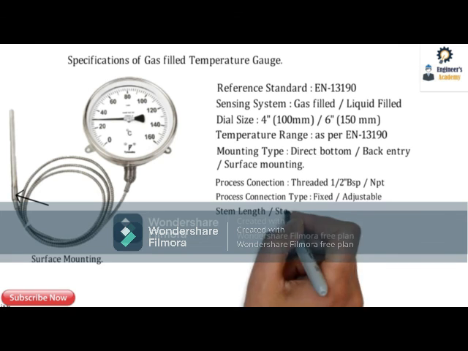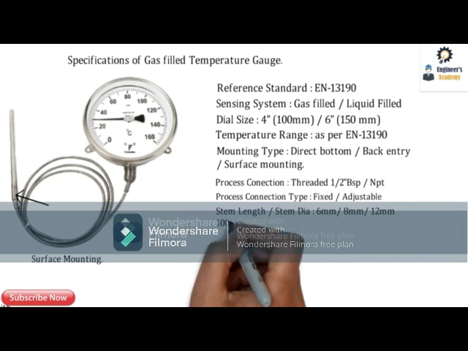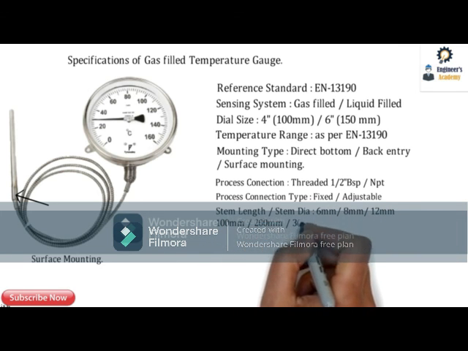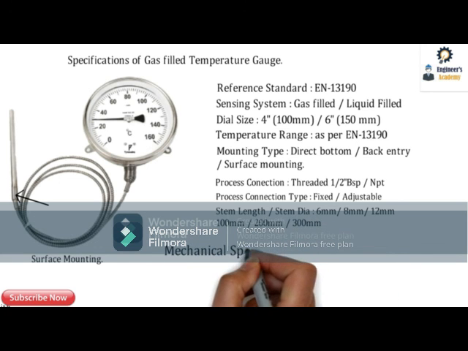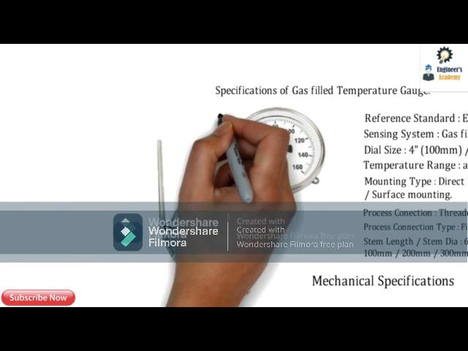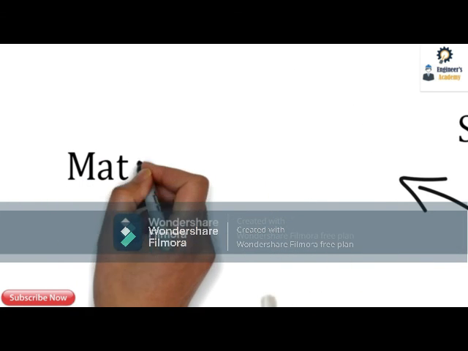So next is the stem length, or the stem diameter. The stem diameter can be 6 mm, 8 mm, or 10 mm, whereas the stem length varies as per the requirement. So guys, these are all the mechanical specifications, or we can call them the mechanical aspects of the temperature gauge. Apart from that, the material is also important.